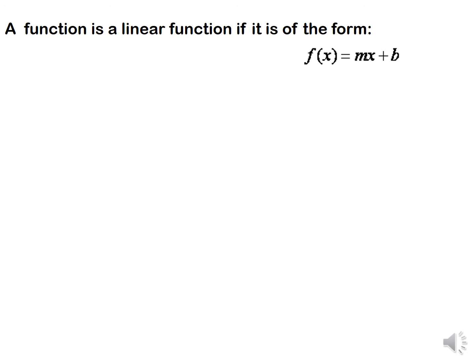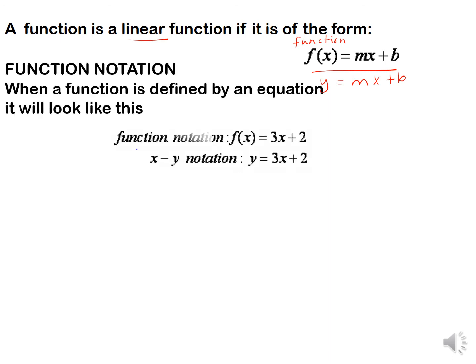Okay, so these are just some rules you need to remember. So a function is a linear function if it's in this form. This is the same as slope-intercept form. This is just called function form. When they put the f of x instead of the y, it is called function form. Okay, so function notation is when a function is defined by an equation that looks like this. This is the xy notation. This is going to be the one we use the most. But if you're asked to give the function notation, just substitute f of x for the y.